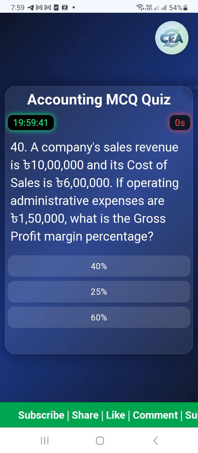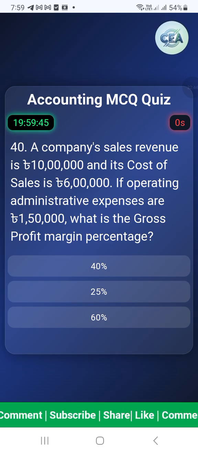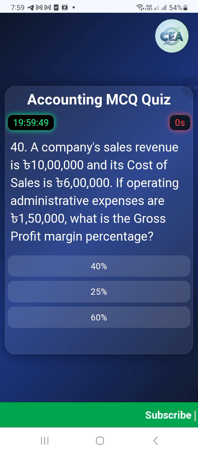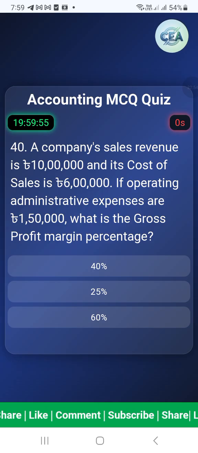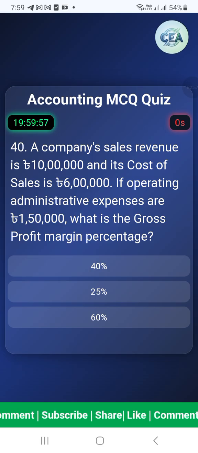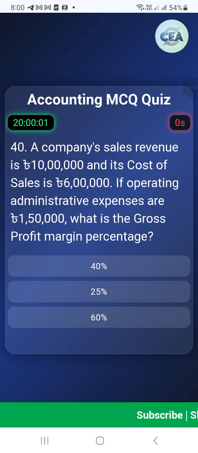40. A company's sales revenue is 1 million takas and its cost of sales is 600,000 takas. If operating administrative expenses are 150,000 takas, what is the gross profit margin percentage? Option 1. 40%. Option 2. 25%. Option 3. 60%.